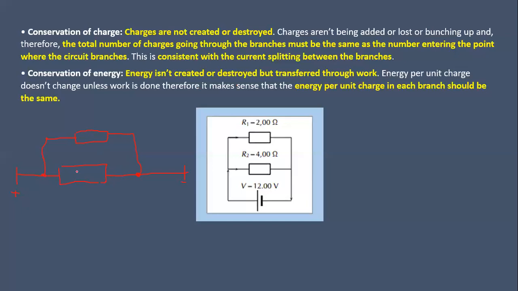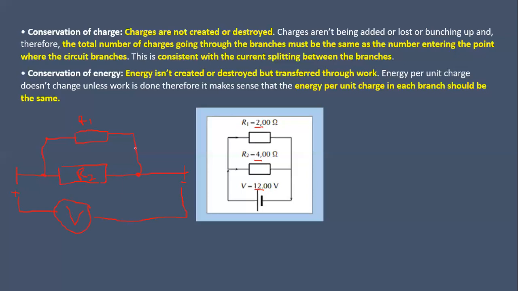So here we would say this will be R2, resistor 2, and this will be the first resistor, resistor 1. The value is 2 ohm for resistor 1. And if you were to put a voltmeter here, something to measure the potential difference between the terminals of the battery, you would get that value of 12 volts.